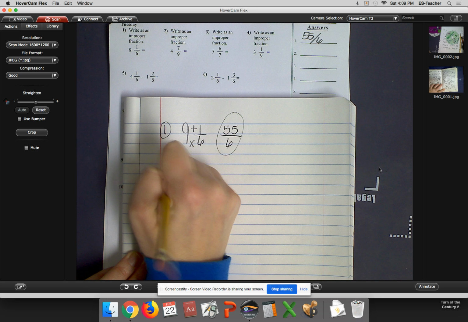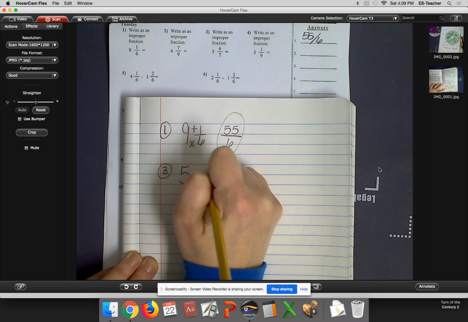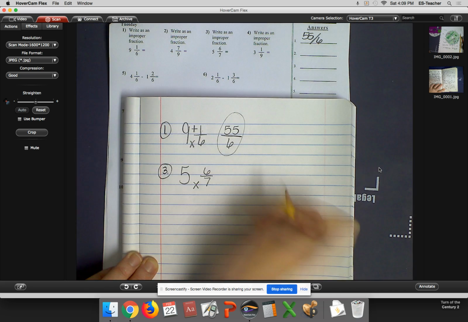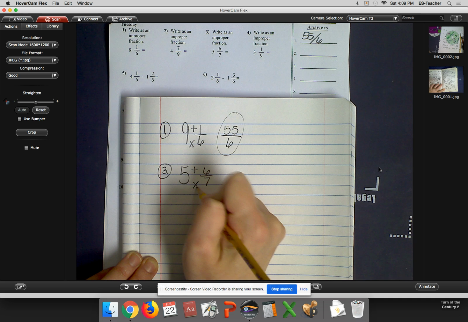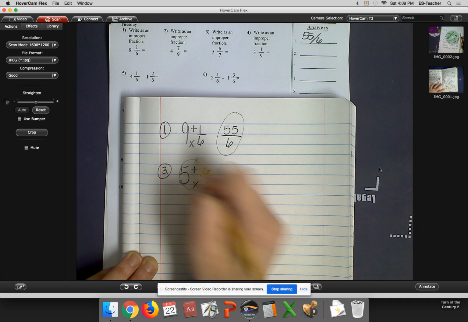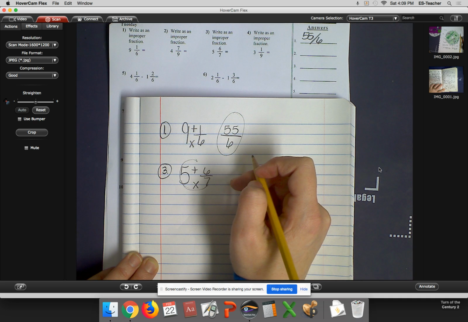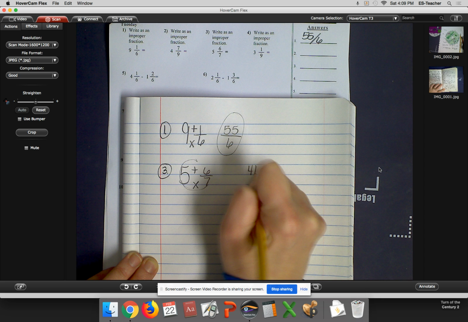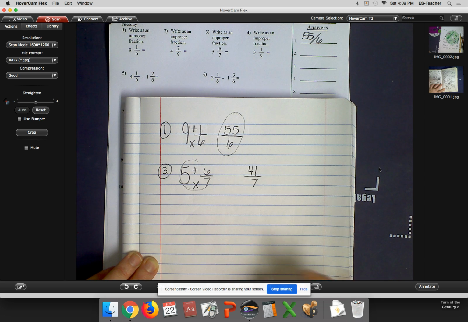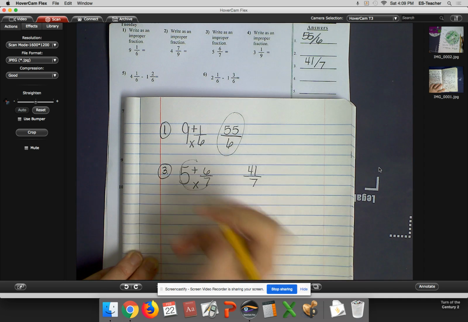All right, number 3, we have write as an improper fraction again, 5 and 6/7. All right, so I'm going to times this and then add that. So 7 times 5, kind of like going like you would a clock, like clockwise. 7 times 5 is 35 plus 6 is 41 over 7, because you always keep your denominator. So for number 3, the answer is 41 over 7.